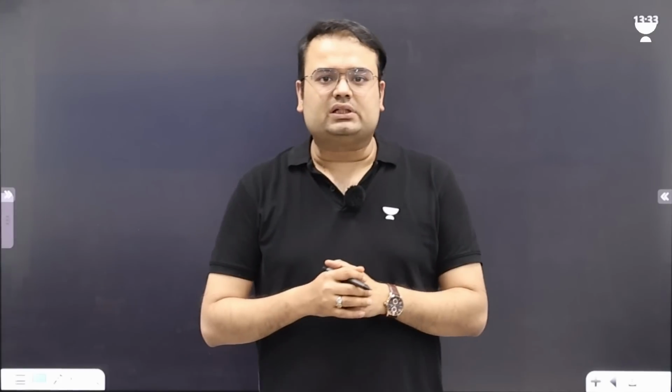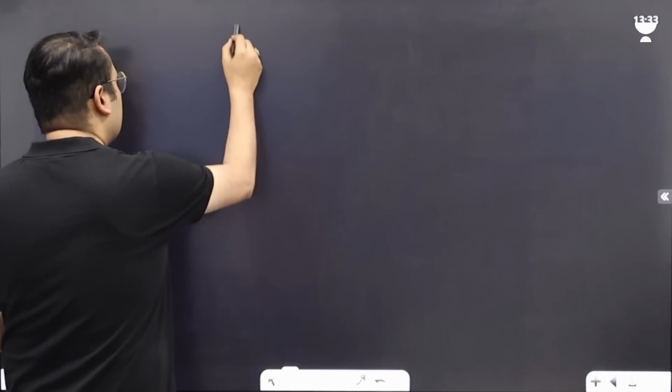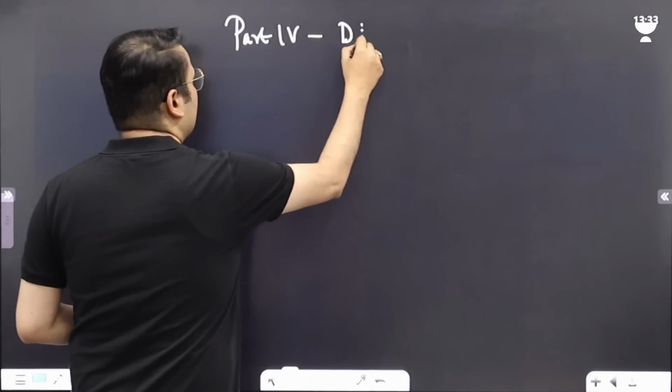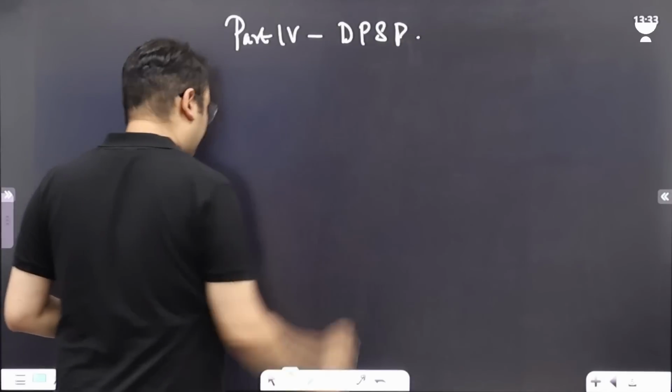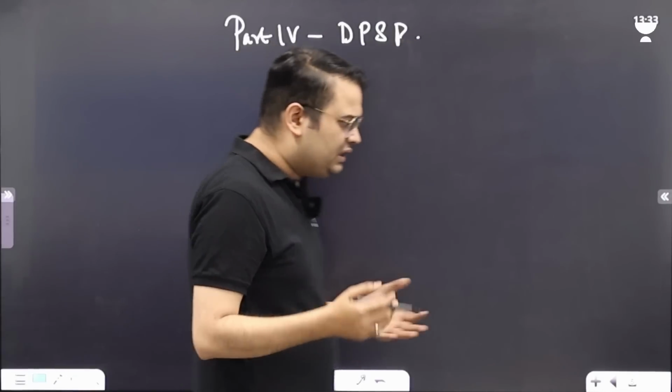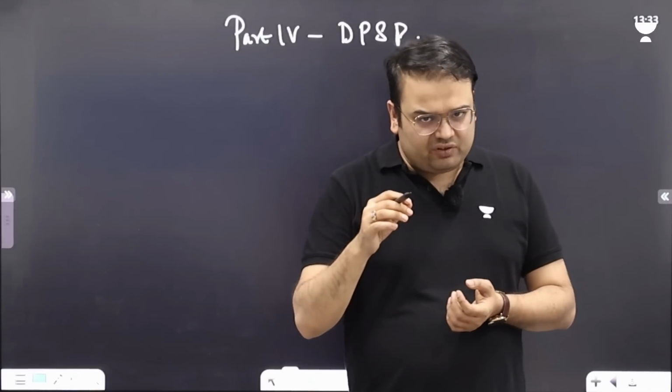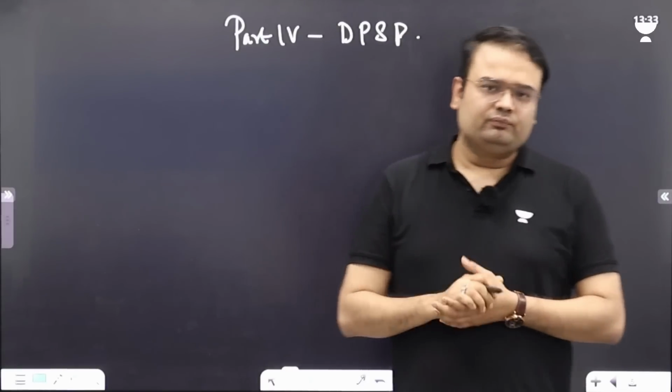And today we are going to discuss a very important topic, that is Part 4 of the Indian Constitution, DPSPs. What are DPSPs? Directive Principles of State Policy. What exactly are we trying to achieve in this lecture?